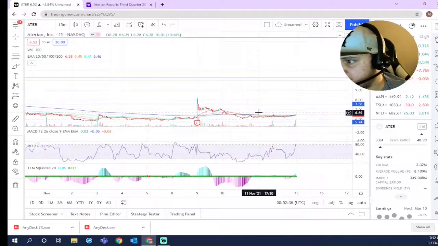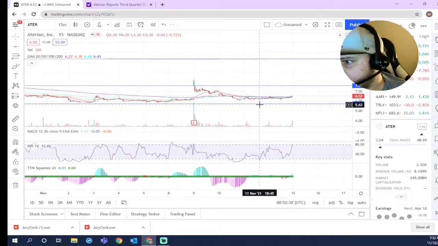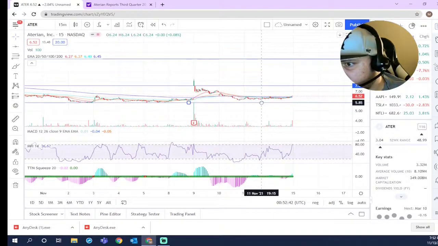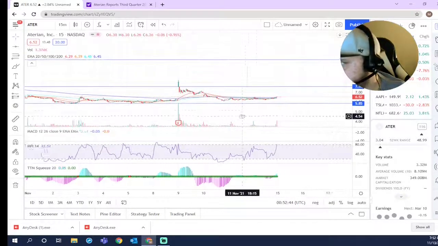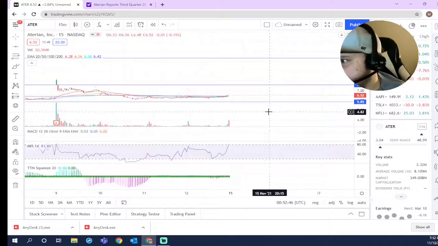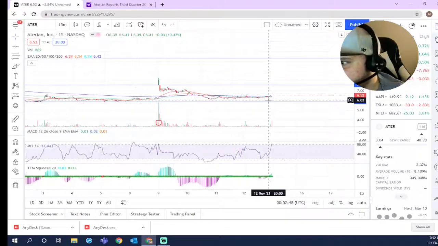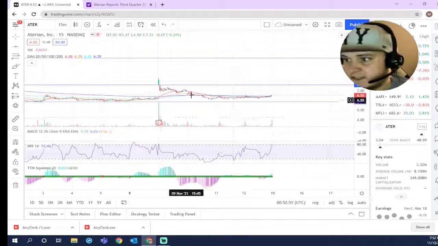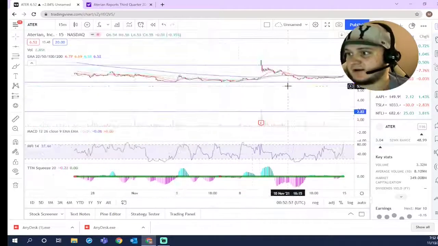We'll zoom into that 15-minute chart and can also adjust this level here, that support level, to about there. So 5.85, if you can get in there at 5.85-ish, I would believe that'd be a solid entry. But anywhere here, sub 7, in my opinion, is a solid entry on ATER. So I'm long ATER here.